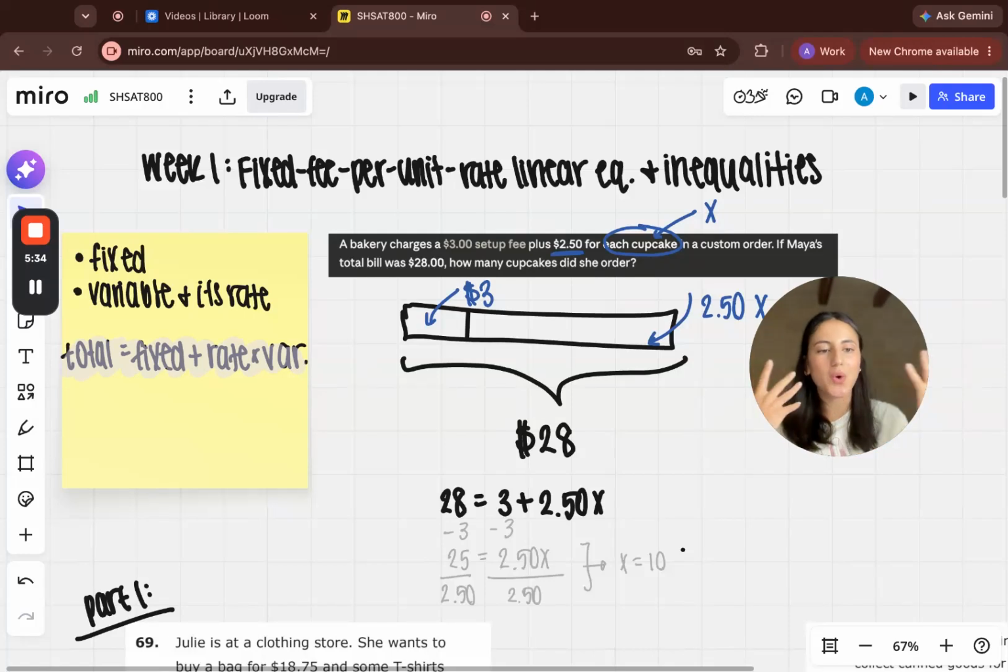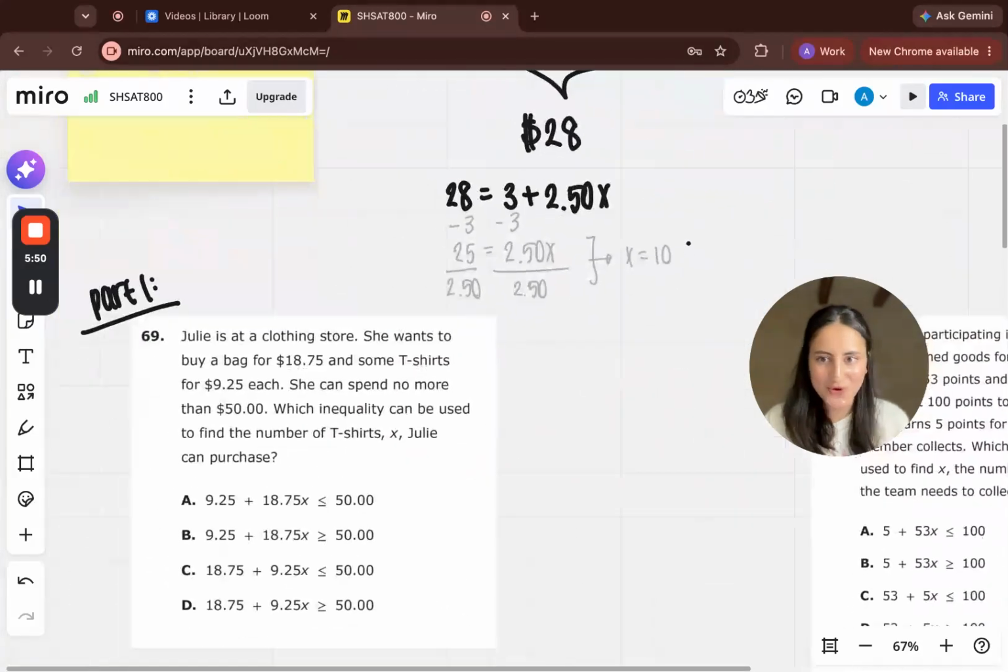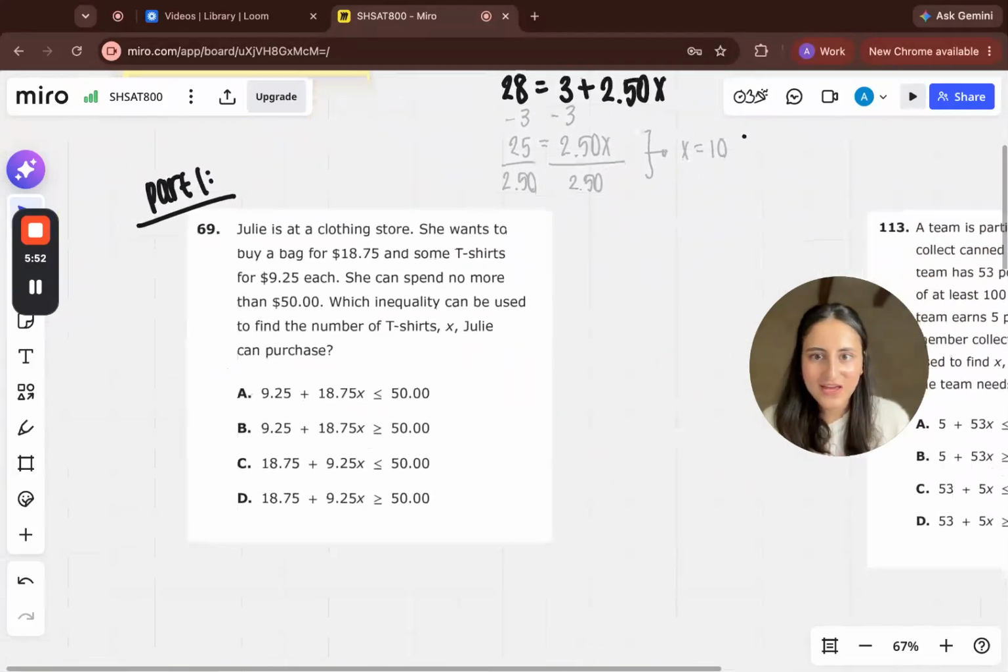As we approach inequalities, which basically means that instead of having an equal sign, it's going to be greater than or less than, etc. It's going to look slightly different, but the setup will stay exactly the same in terms of the positioning of all terms. So let's start over here with part 1.